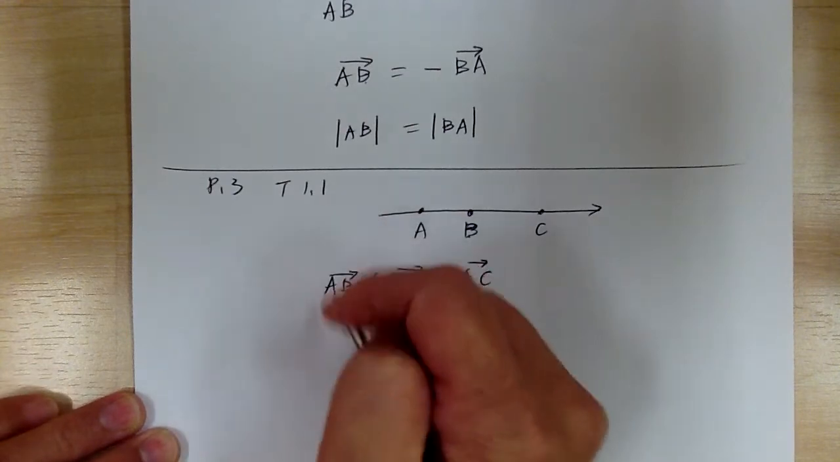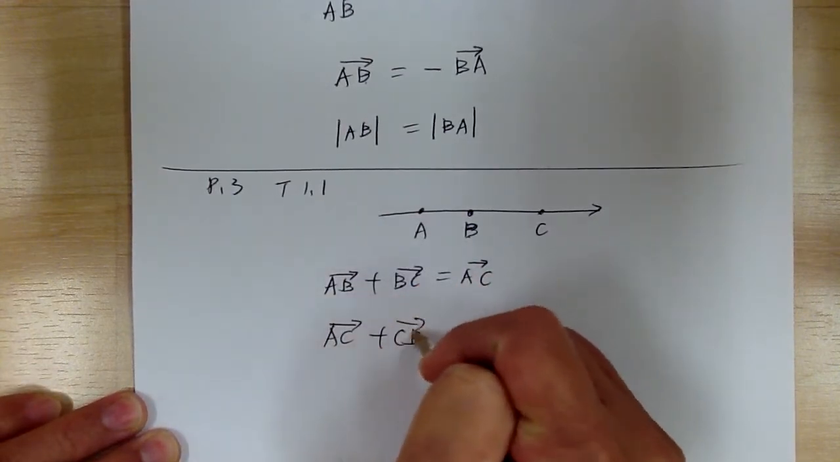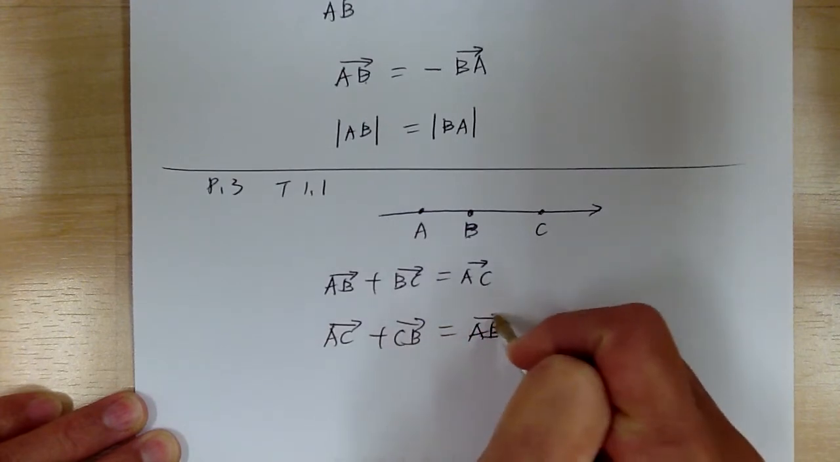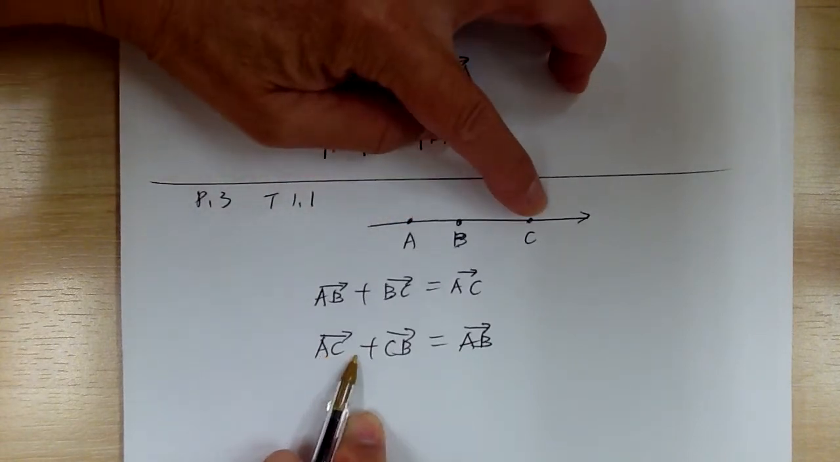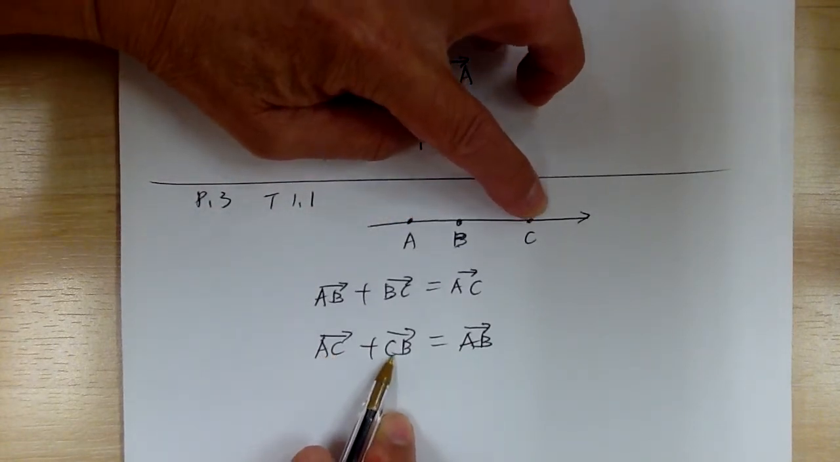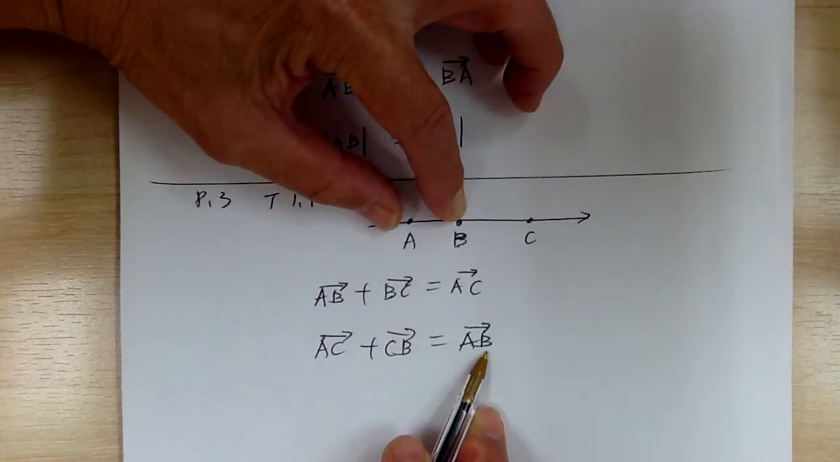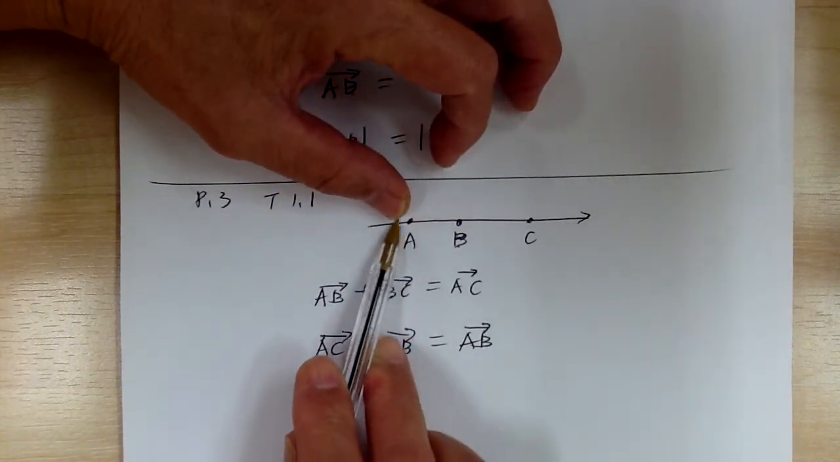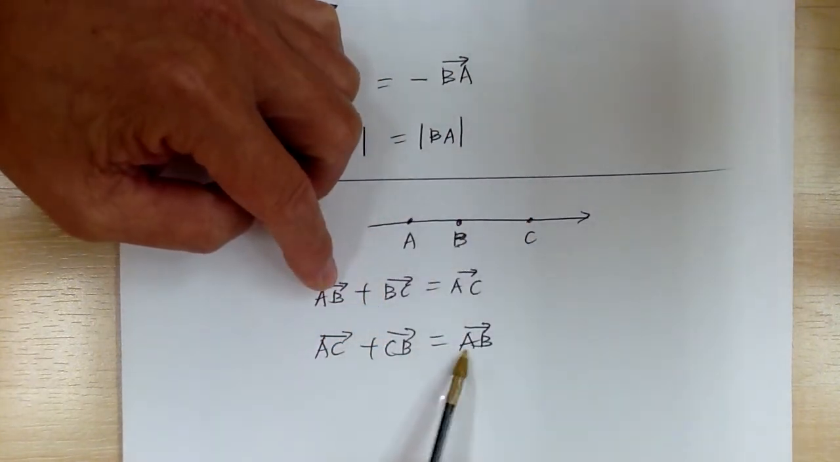And if you just look at the next one, same thing, same concept. If you start with point A and you go to C, and then from point C, you go to B, this is the same as going from point A to B. Again, you start with A, you go to C, and then from C, you go to B. This is equal to from A to B.